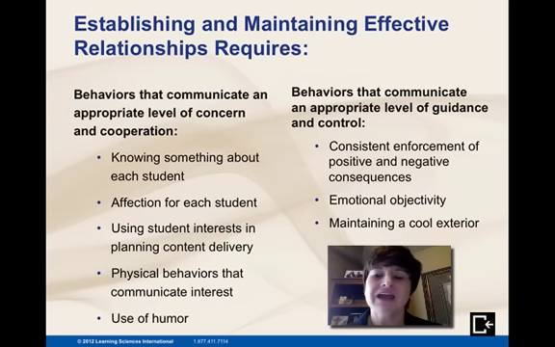And then behaviors that communicate an appropriate level of guidance and control: that emotional objectivity, not engaging in that power struggle with kids, maintaining that cool exterior, and consistent enforcement of our positive and negative consequences. I know we've all been told by students at some time that it's unfair, or you let him do it, not me. So this really focuses on being consistent.